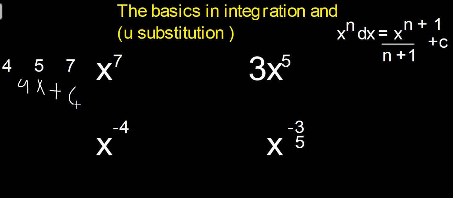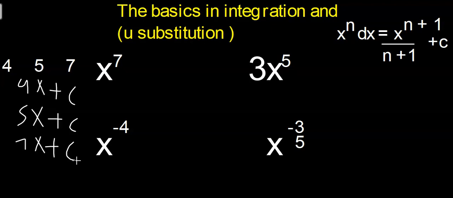And when you integrate 5, it will be 5x plus c. And when you integrate 7, it will be 7x plus c. So this is how it goes. It's just a pattern that goes all the time. So if it is 20, it will be 20x plus c. If it is 100, it will be 100x plus c. That's how it goes when it comes to integrating constant numbers.